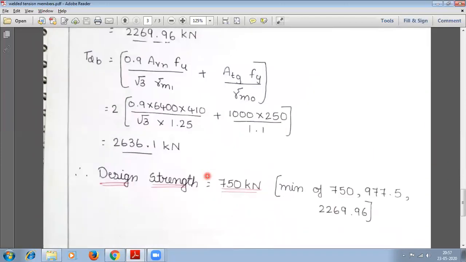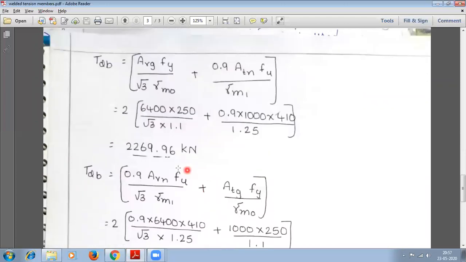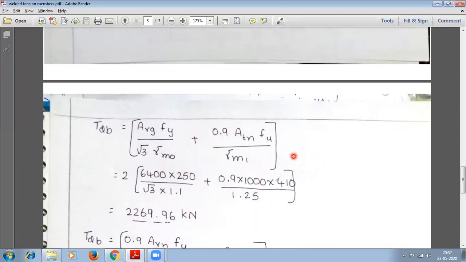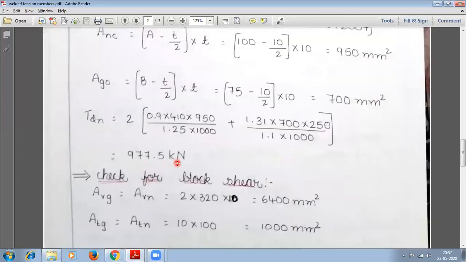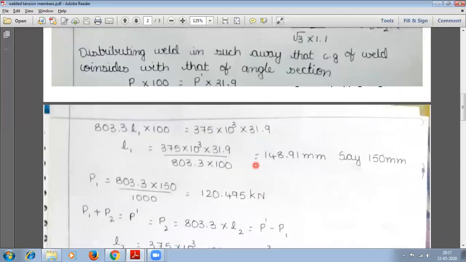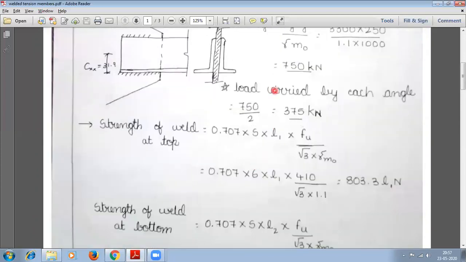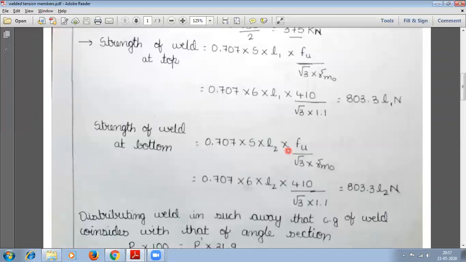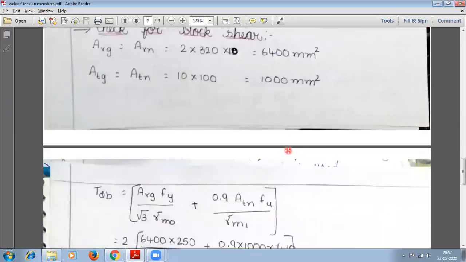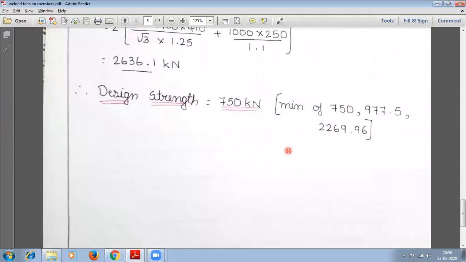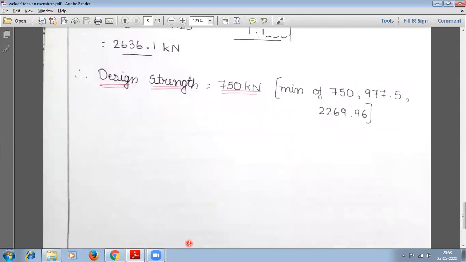Now we need to find the strength for the whole section, right? This is the one thing you need to remember. Next, if you find it for rupture, how much? 277.5. That is one more. One more is how much? 750. So the least of all these three is 750. That will be the strength of the welded tension member. So this is about the analysis of the double angle section by using the welded joint. This will continue in the next class. Thank you.